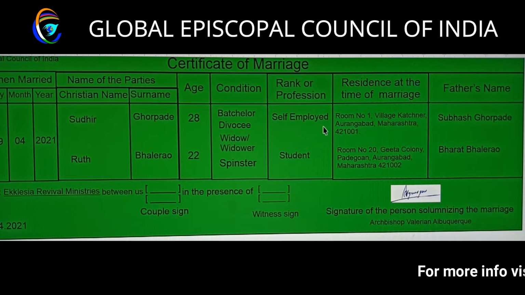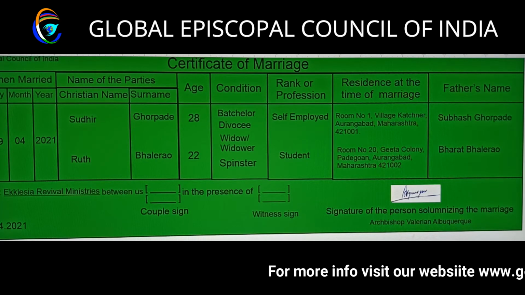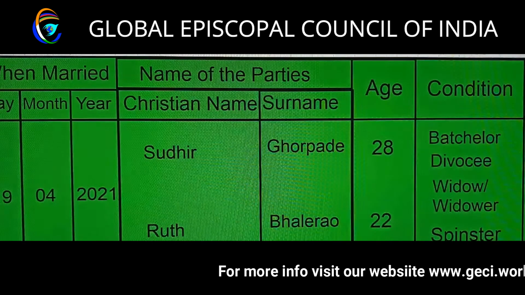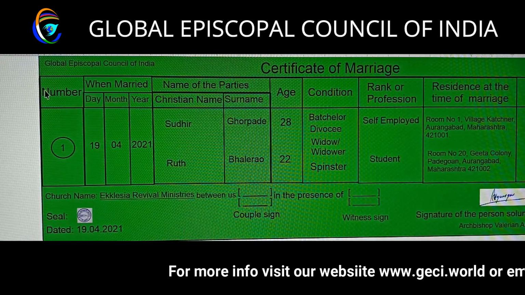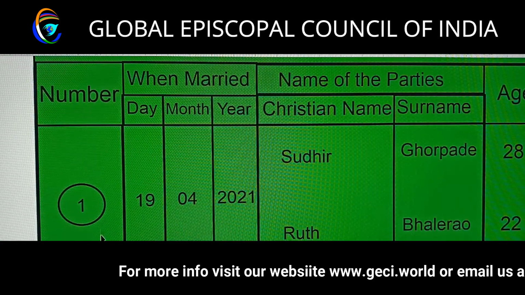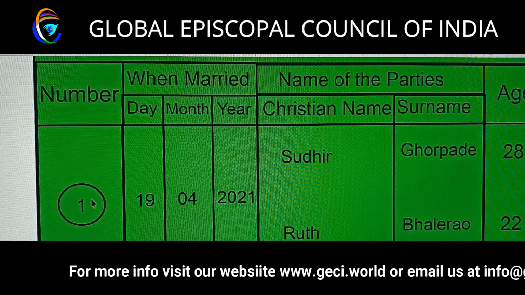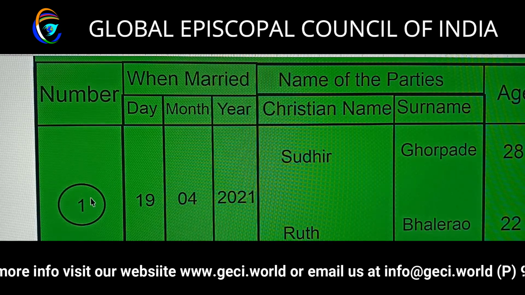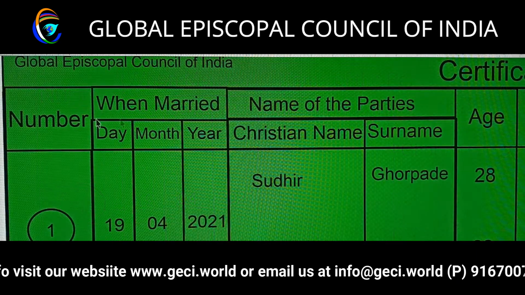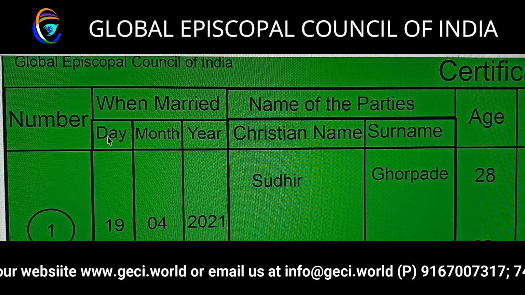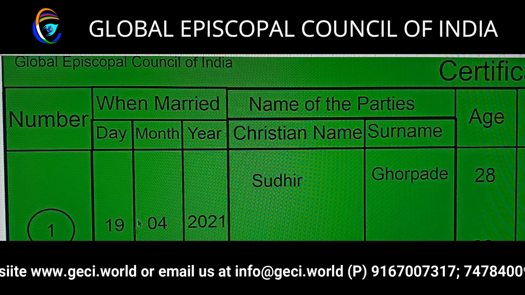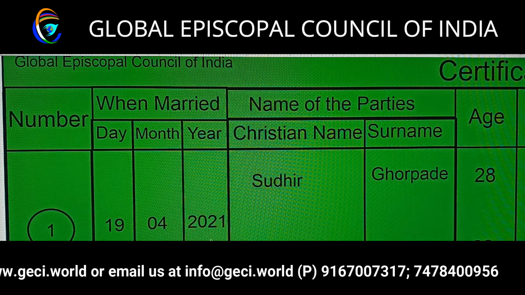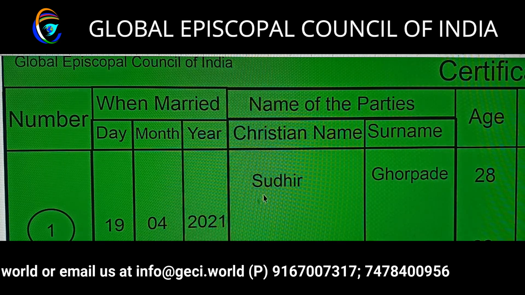So let us see how this form has to be filled. Since I've already explained in detail there, I will just go through it. Just follow what you have seen over here. The first one is the number column. It is again in the circle, number 1. What you write as number 1 in the notice of marriage, you write number 1 here also. Then you have the second, when married: day, month and year, 19/4/21. So day, month, year.